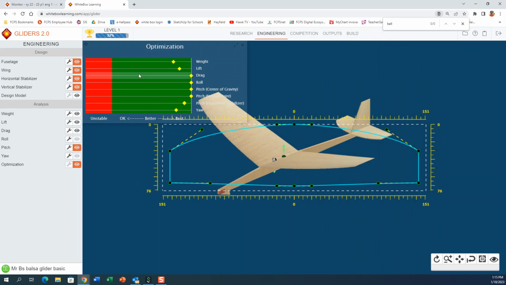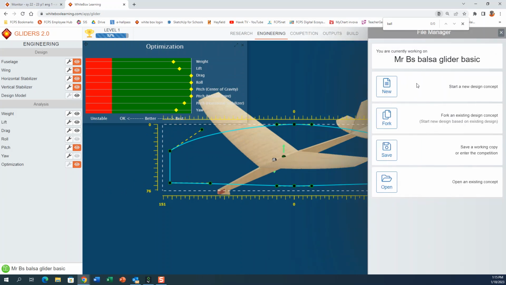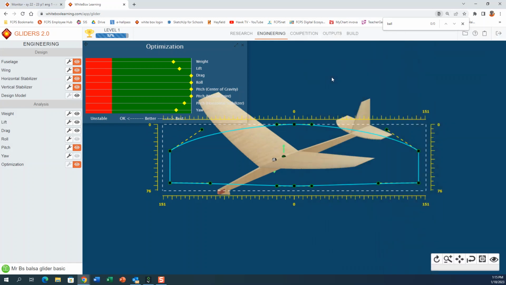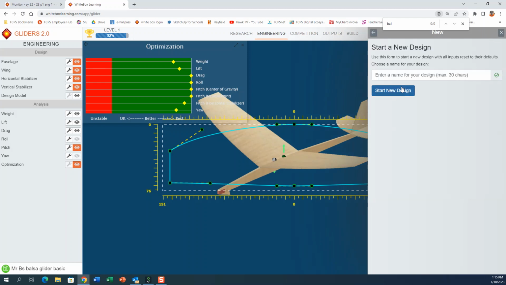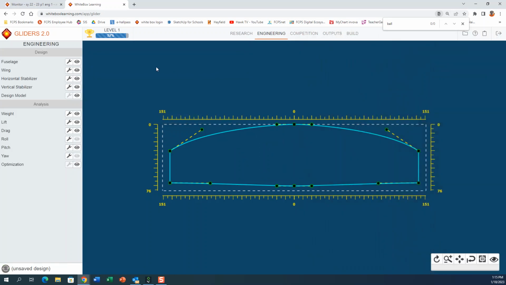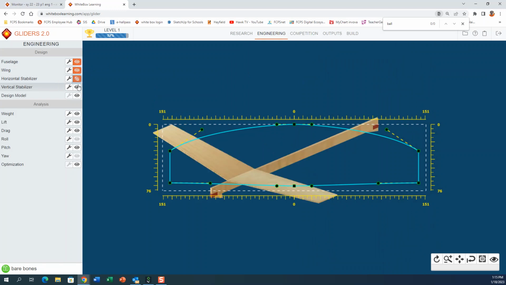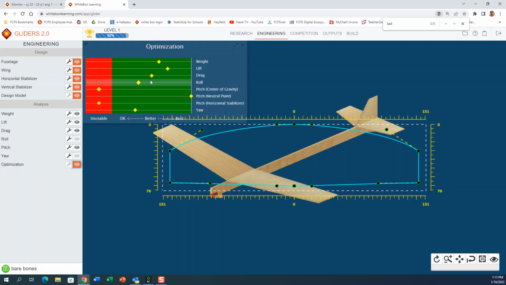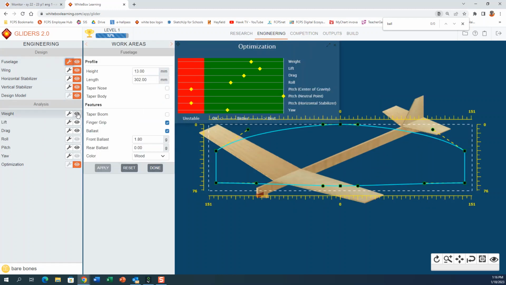So I just want to review. All right. We did file, new. Let me make sure I save this one before I do anything else. We got a pretty bare bones design, new design, bare bones. And it looks like this. All right. We bring up our scorecard. It tells us it's not very good. All right. So we just start at the top and we start working our way down.